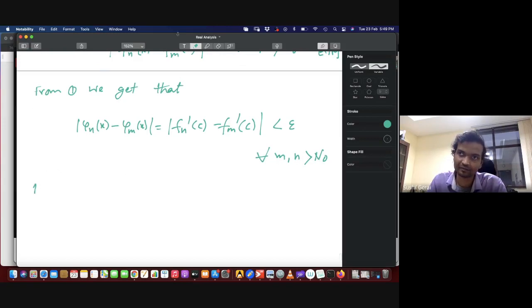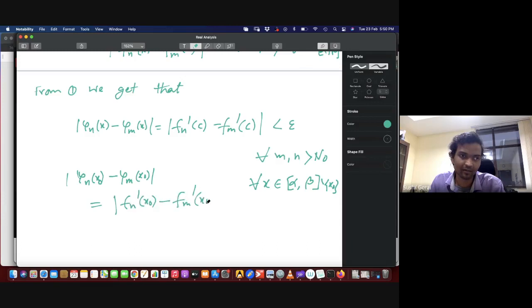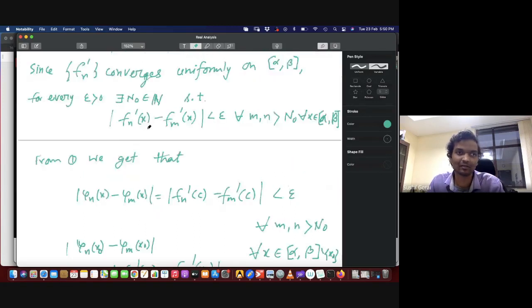Hence, this statement is true for all x in [alpha, beta] other than x naught, and even for x naught also. For x naught, phi n(x naught) minus phi m(x naught) is equal to fn'(x naught) minus fm'(x naught), which is also less than epsilon for all n, m bigger than n naught. This is also by this one. I call this 2. From 1 and 2.